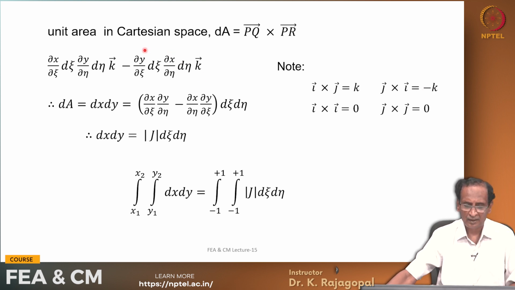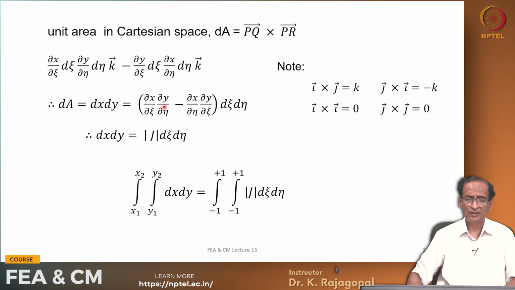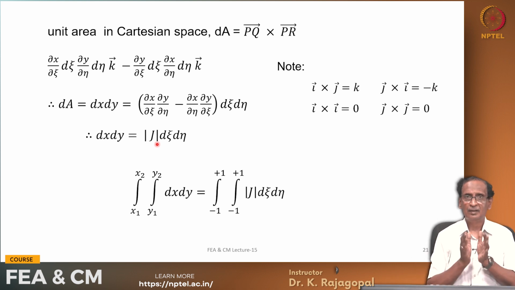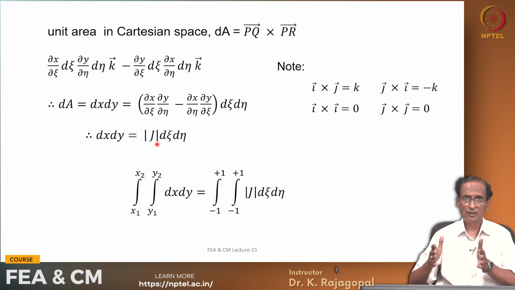So if you do this cross product, we will get dou x by dou xi times dou y by dou eta, positive k, minus this multiplied by k. So this is our dA, that is dx dy, and that is equal to the determinant of the Jacobian matrix multiplied by d xi d eta. So now we can say dx dy is nothing but the determinant of the Jacobian matrix multiplied by d xi d eta.